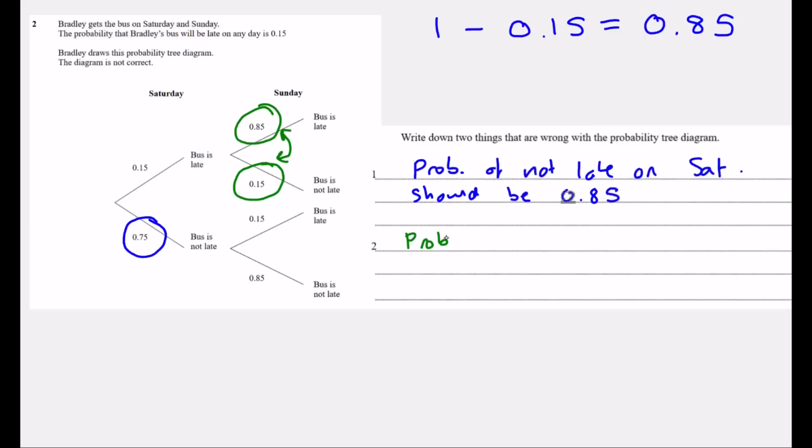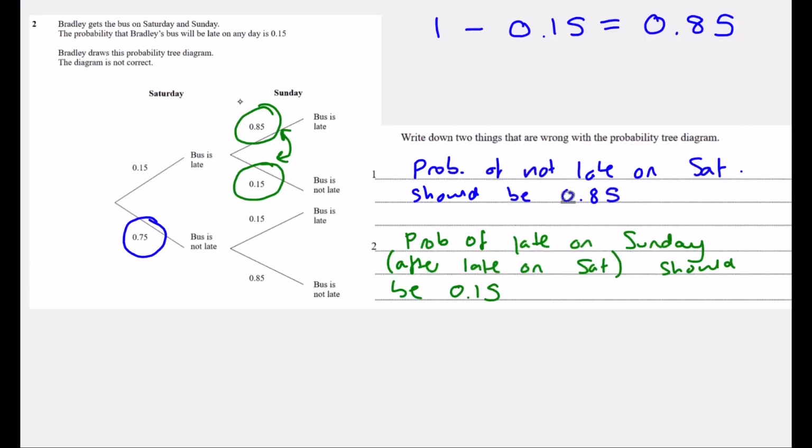So the probability of late on Sunday after late on Saturday, the top one, should be 0.15. Or these 2 probabilities are written the wrong way around. They've been switched around.